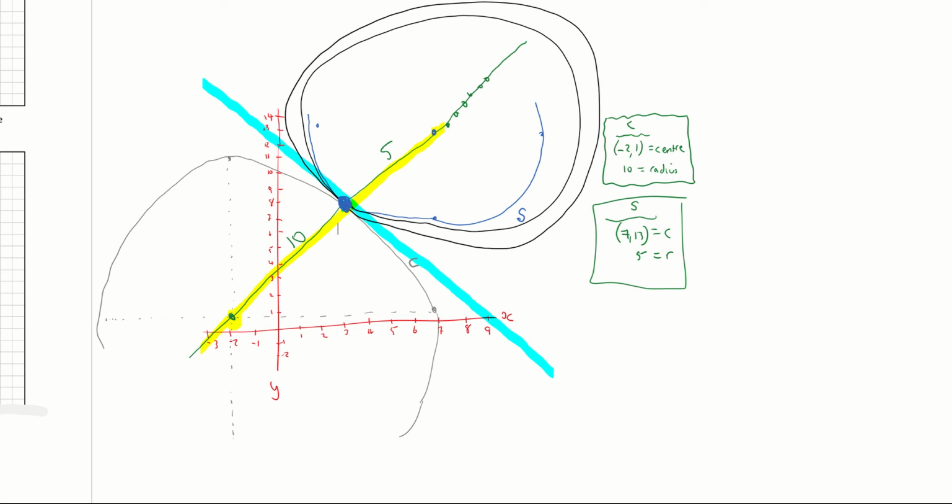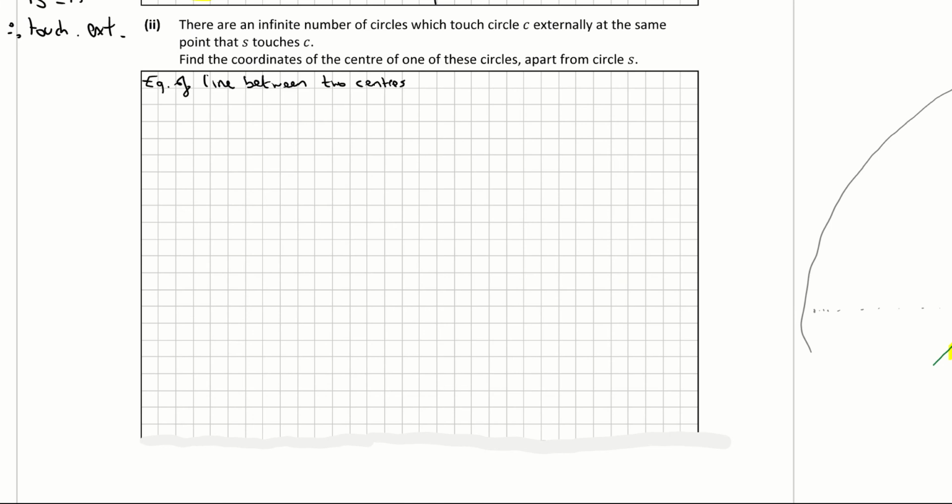So first of all, let's find the equation of that yellow line. So I'm using the two centers, -2, 1, and 7, 13. Labeling those x1, y1, x2, y2, using my slope formula from my log tables. And subbing that in, I get 13 subtract 1 over 7 minus -2, which is giving me a slope of 4/3. So that's the slope of the line between the two centers. And now I'm going to form the equation of the line.